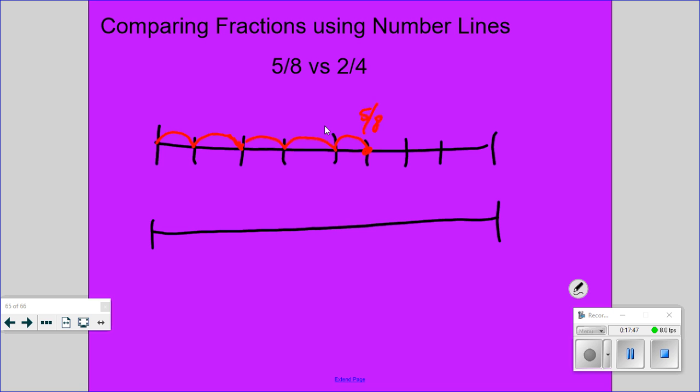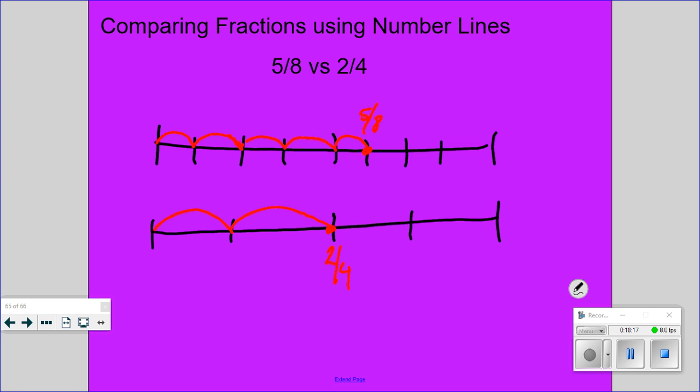How many pieces do I need on that second number line? Bella? I need 4 because my denominator is 4. So let's start in half first. Now I have 2 pieces. Half again. Now I have 4 pieces. Let's count by fourths. Ready? 1/4, 2/4. It is in the middle.